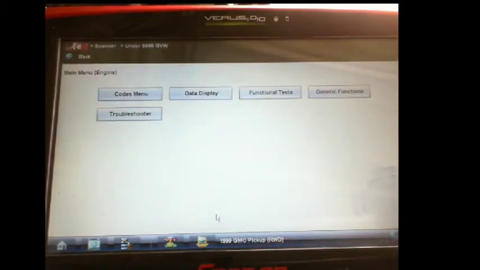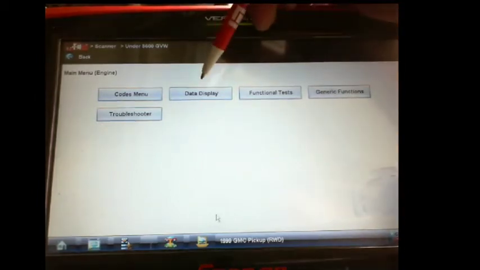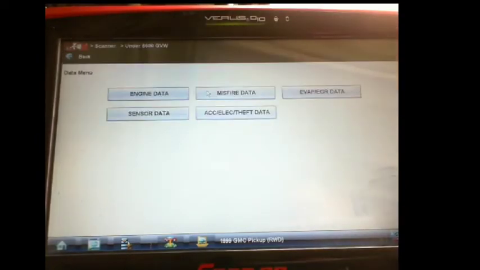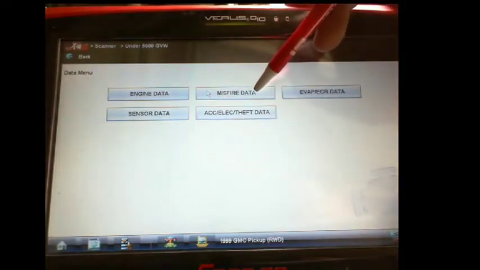And you may find this misfire information in a few different places. With a lot of the GM specific tools I've used in the past, the misfire monitor would actually be under a functional test. But in this Snap-on scanner, it's going to be in data display. So we're going to go to data. You can see we've got misfire data right there. So I'm going to go into the screen and then start up the truck and we're going to watch these numbers pop up.